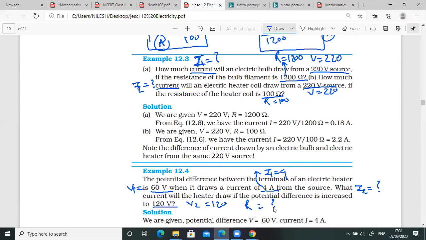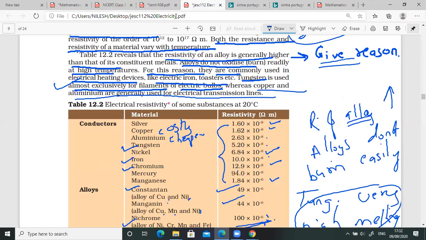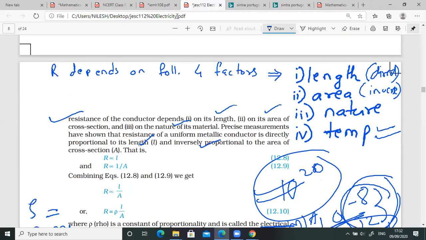Sir, but we know that if the potential difference has increased by a certain factor, I will also increase by the same factor. When will that happen? When the circuit resistance is the same. Listen to me. We had done that activity, the Ohm's law activity. Just a minute.